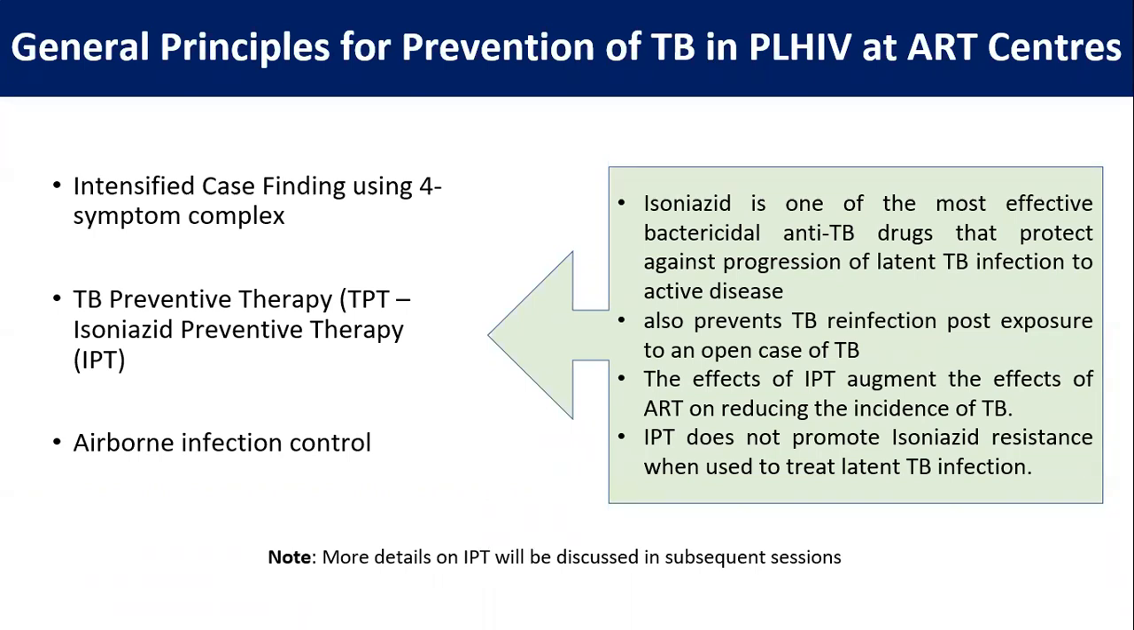And because the ART center is a place where we find more TB cases, both EPTB and open cases of tuberculosis, there are more chances of infecting other PLHIV. So we need to diagnose the TB cases proactively, and we need to segregate them so that the person cannot transmit tuberculosis to other PLHIV. And we also need to have airborne infection control in place.